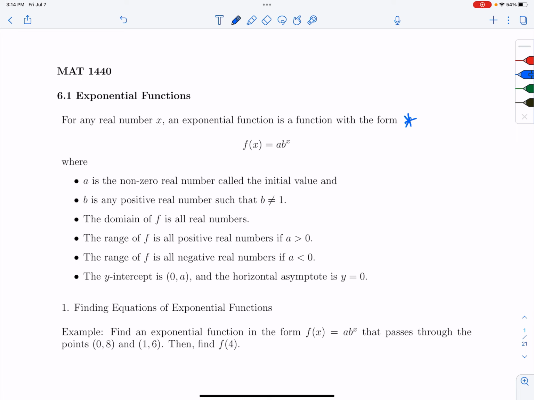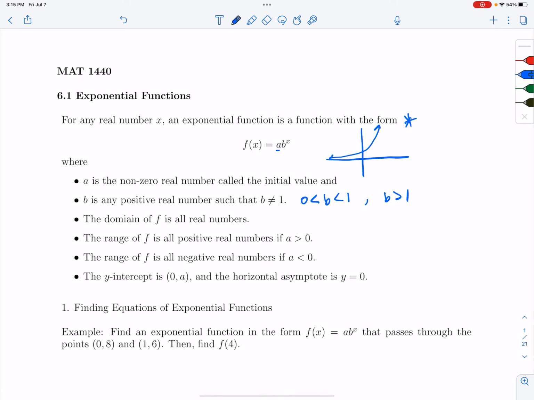So a is a non-zero real number. Sometimes that's called the initial value. b is any positive real number except for 1. So b can be between 0 and 1, or it can be greater than 1, but it can't equal 1. The domain for these functions is all real numbers. If a is positive, the range is all positive real numbers, and if a is negative, the range is all negative real numbers.